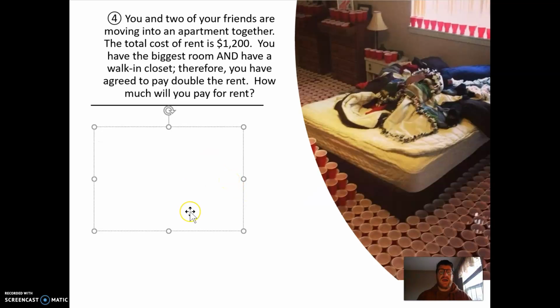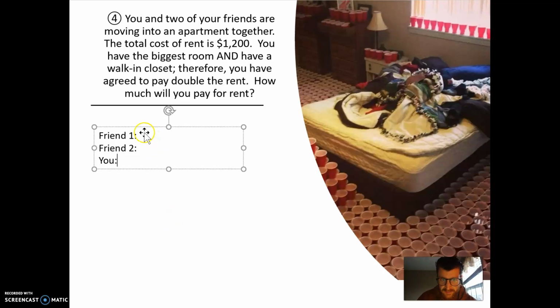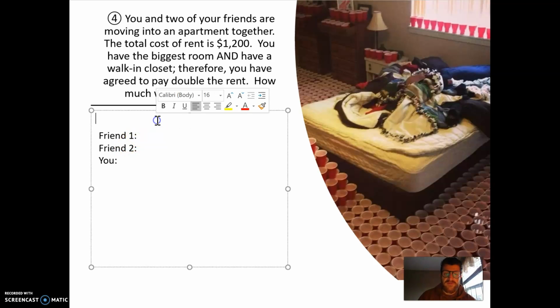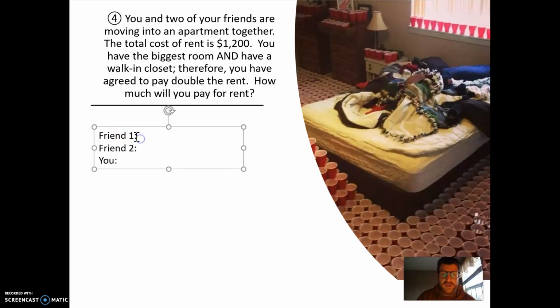Okay. So in a situation like this, I always like to outline who's involved. So there's friend 1, there's friend 2, and then there's you. Now we need to work with what we know. So we just know that you pay double what friend 1 pays, right? You pay double what friend 2 pays. So if you knew friend 1 paid $100, you would easily be able to figure out how much you pay, $200, right? So what I'm getting at is if you knew what friend 1 was equal to, you would be able to figure out what you are equal to.